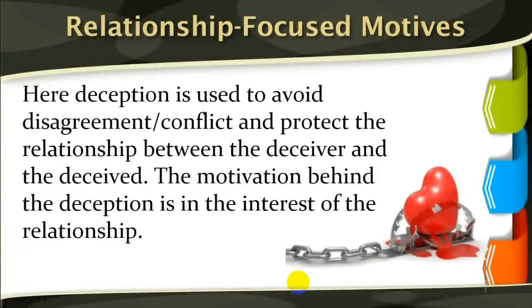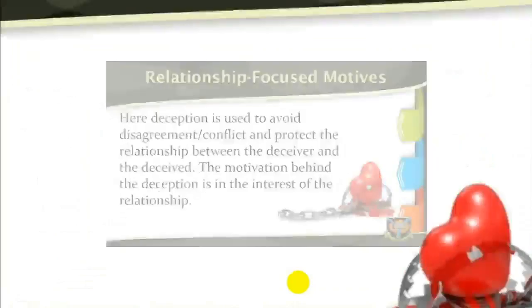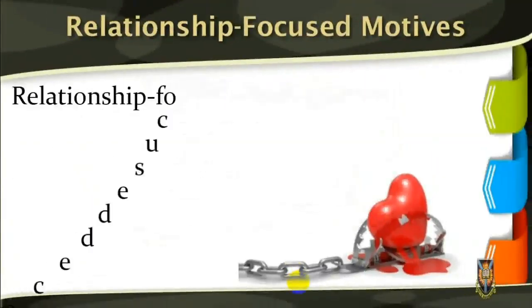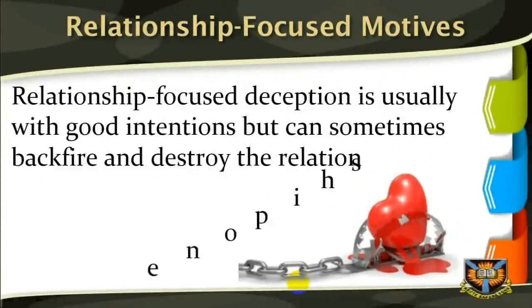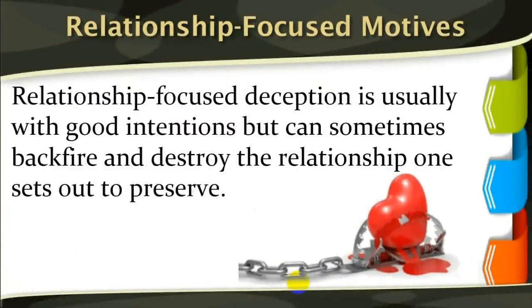3. Relationship-focused motives. Here, deception is used to avoid disagreement or conflict and protect the relationship between the deceiver and the deceived. The motivation behind the deception is the interest of the relationship. Relationship-focused deception is usually with good intentions, but can sometimes backfire and destroy the relationship one sets out to preserve.